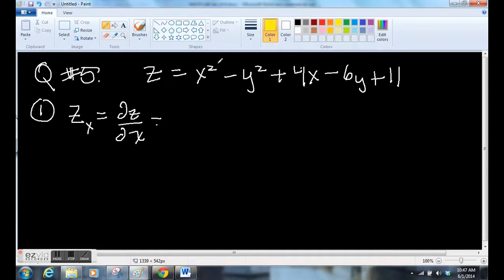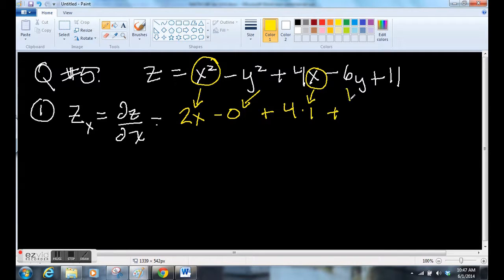If you want, you can circle the x's. There's an x, right? So this derivative is going to be 2x, that's this piece, minus 0 plus, the derivative of y squared is a constant, so 0, plus 4 times the derivative of x, which is 1, plus 0 for the constant 11. So the derivative in terms of x is equal to 2x plus 4. Yay! You're thinking, that's great, why did I do that? Well, wait for it. Now we find the derivative in terms of y.